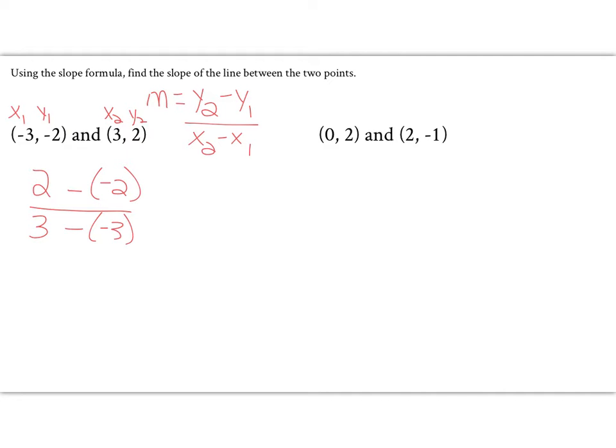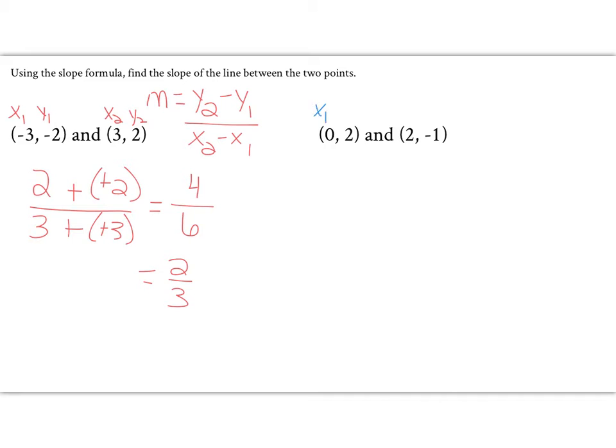Now I need to simplify this. So 2 minus the negative 2, minus a negative becomes plus a positive. 2 plus 2 is 4, over 3 minus a negative 3 becomes 3 plus 3. So that's 4 over 6. And I get 2/3.